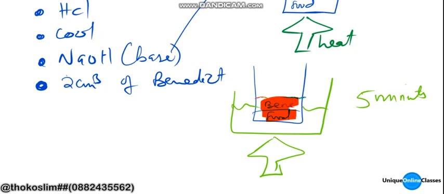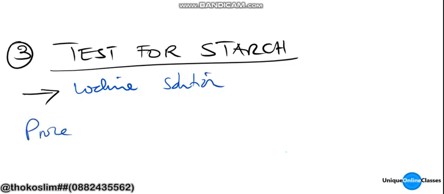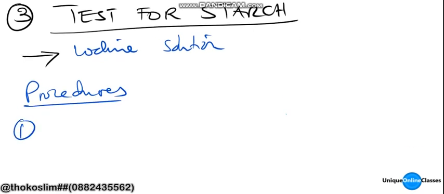And the next thing we're going to test for is starch. In testing for starch, this one is one of the famous tests. The reagent which we use is iodine solution. The procedures, as usual: if our food sample is solid in form, we are going to crush the food sample and add distilled water to obtain the food solution.